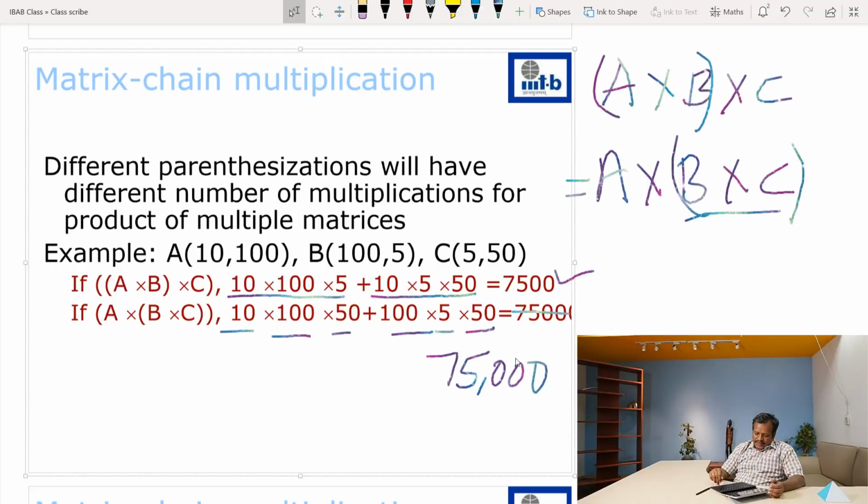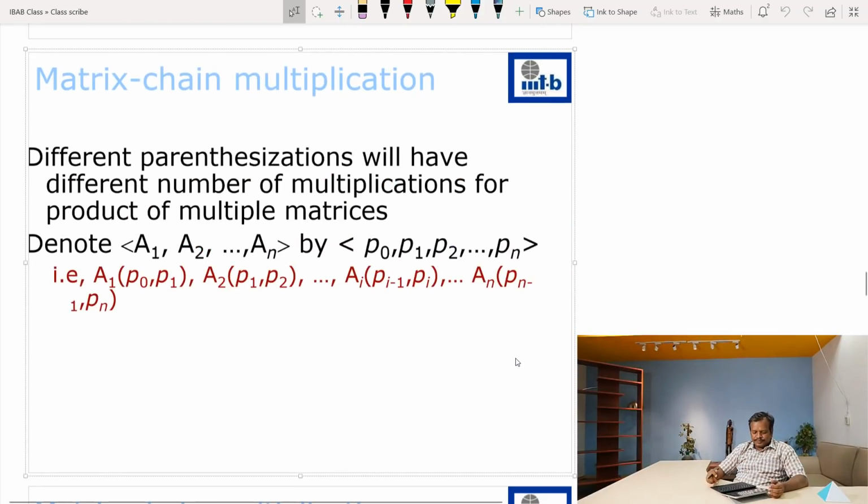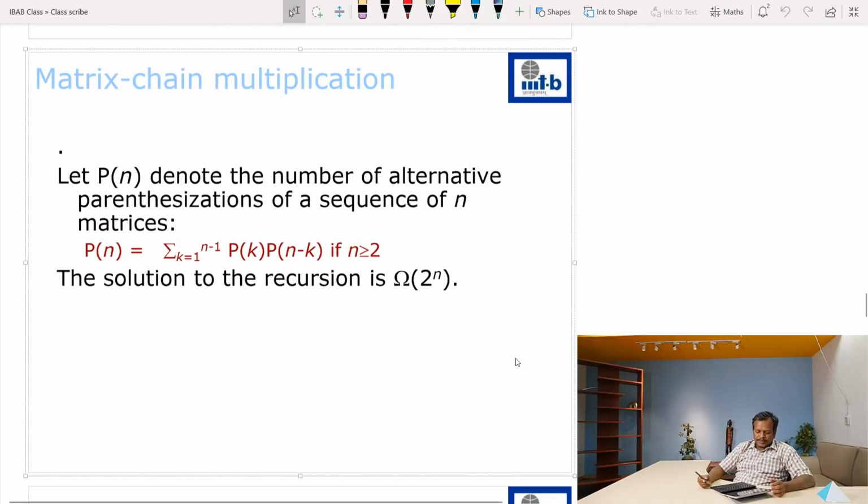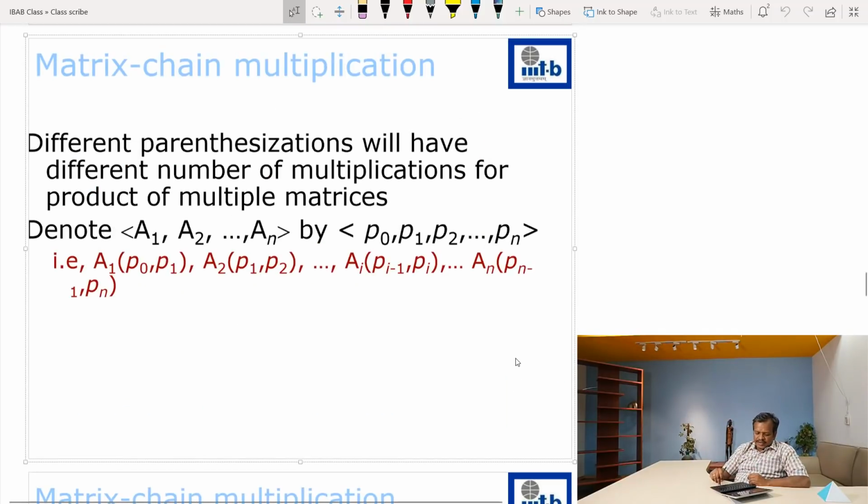So in order to get this equation, let's consider this. Let's say P of n denotes the number of alternate parentheses possible given a sequence of n matrices. So what is given here is A1, A2, ..., An. We are given the sizes of these matrices, P of 0, P of 1, ..., P of n.